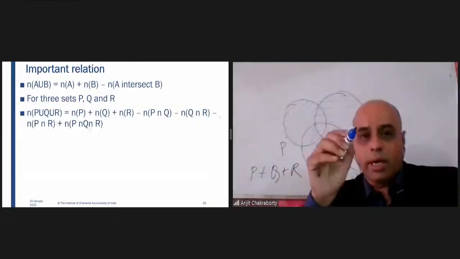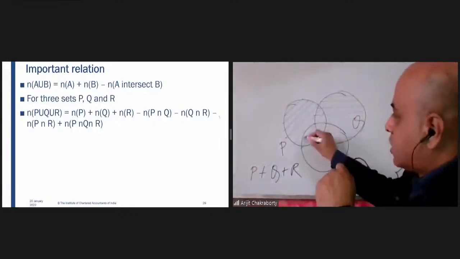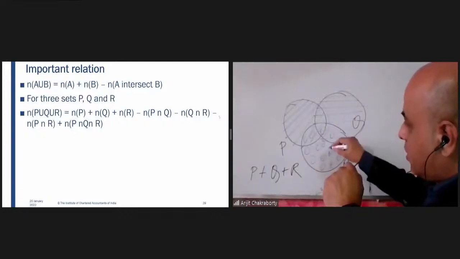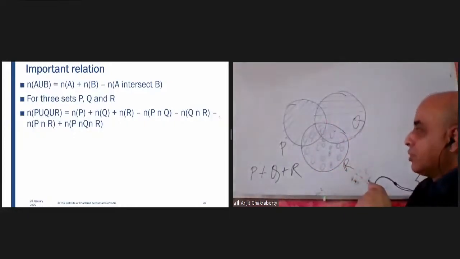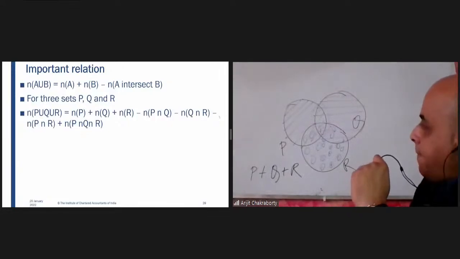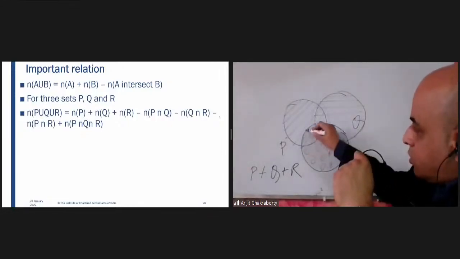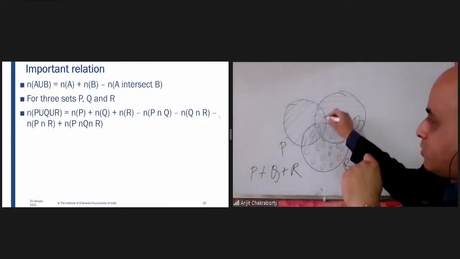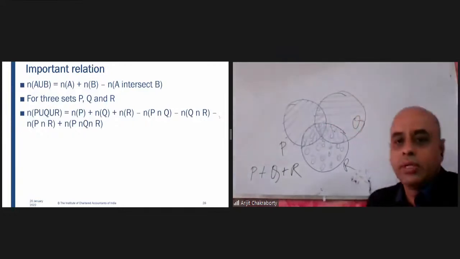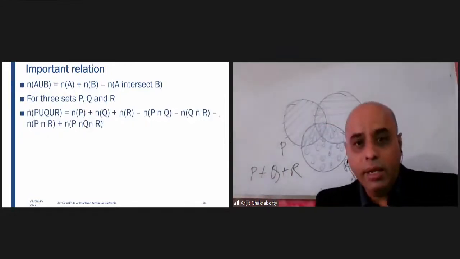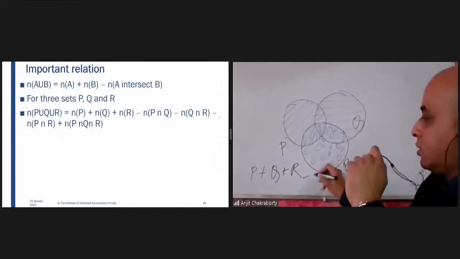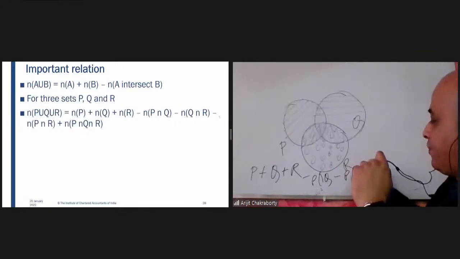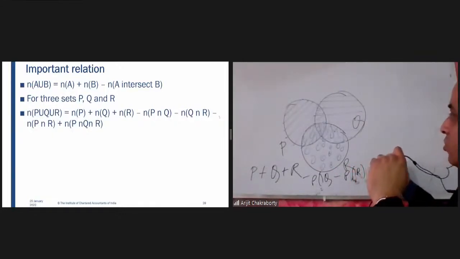R I am doing with circles. Circle, circle, circle everywhere. If you see carefully what has happened, this part has been counted twice, this part has been counted twice, this part has been counted twice. So what we do is we take P plus Q plus R minus P intersection Q minus P intersection R and minus Q intersection R.